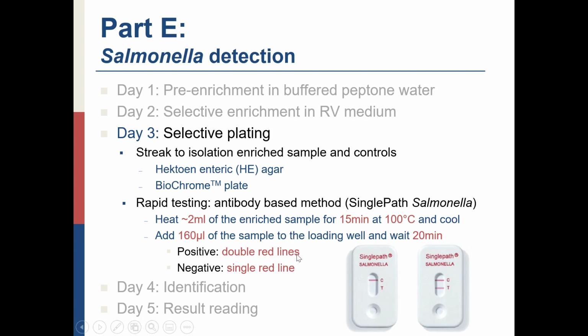Then for Salmonella, it's the same idea. You have your control, and you have your test. If it's positive, that means your control is true, and your test being positive is also true. And this is where you put your sample again, right here at the bottom. If you do not have a red line for your control, then that means that the test is invalid, and you're going to have to redo it.